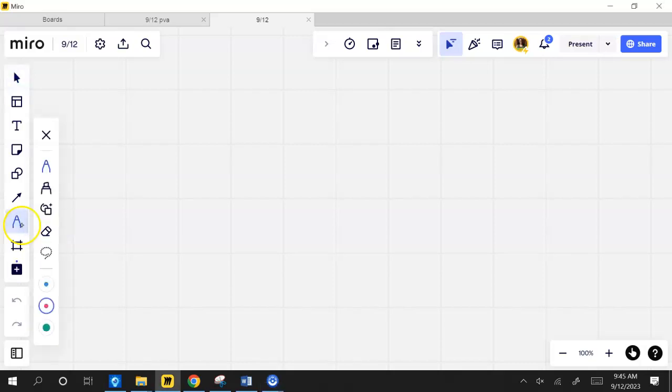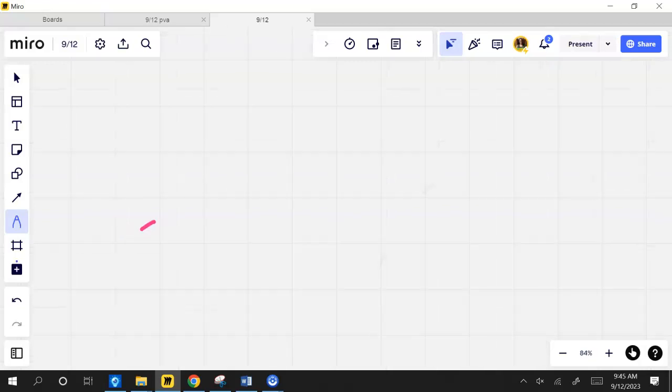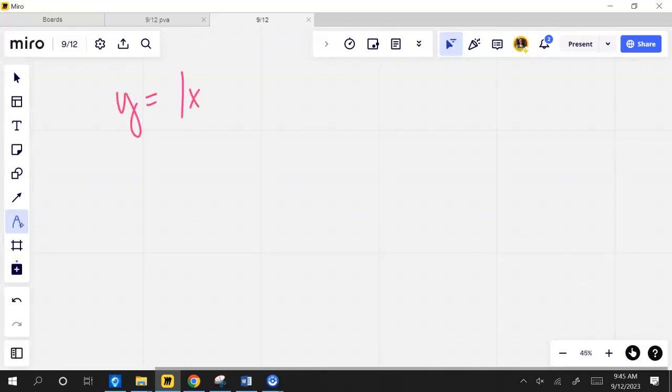5? No, we said 3. 3. Absolute value of x plus 5? Okay, I'm on the wrong sheet. Hold on. Yeah, hold on. This one?